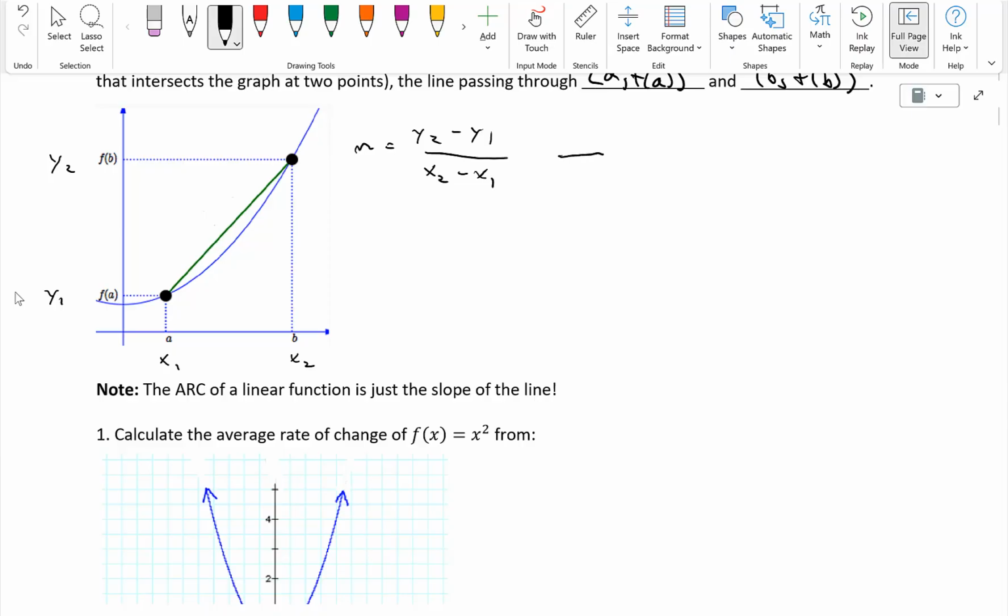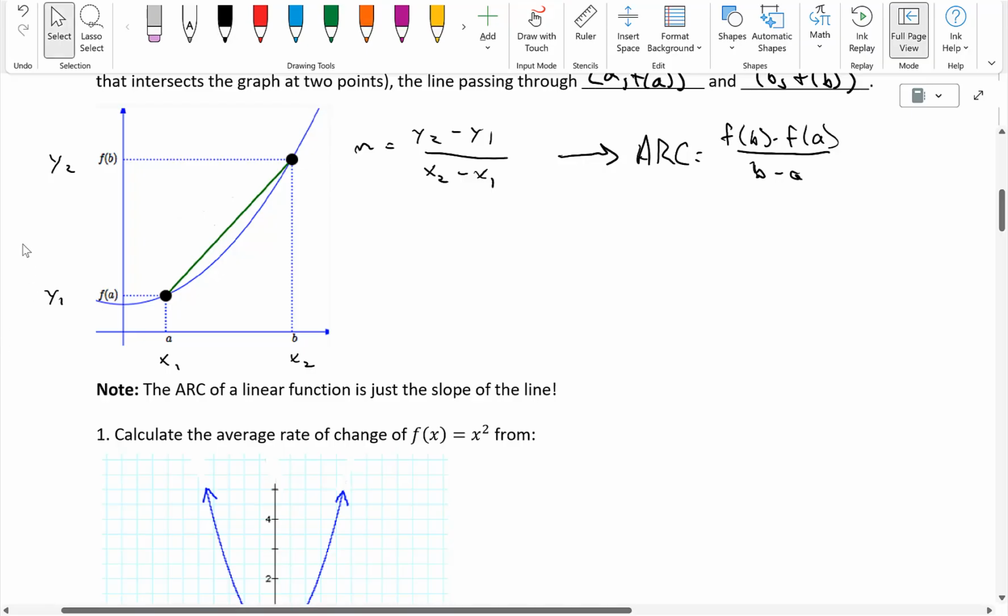For our notation with our a's and b's, that makes our ARC (f(b) minus f(a)) over (b minus a). So we're just looking for the a and b values that are given to us, right? We're looking for this interval of values, or two x's and their corresponding y's. We're still just looking at points.